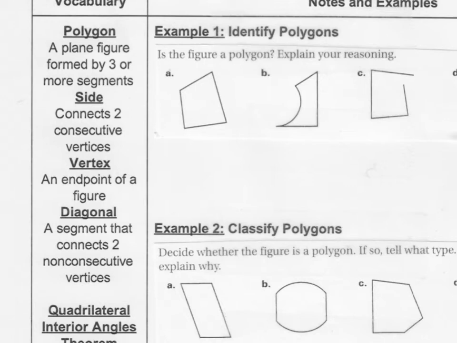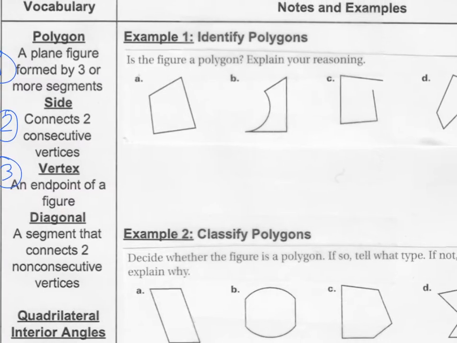Checkpoint 1 is, does it have 3 or more segments? That's the first one, and they've got to be closed. Check 2, are they made with straight sides? And do they have endpoints? That could be check 3, I guess. I don't necessarily think so, though. They have to have endpoints if the sides come together.